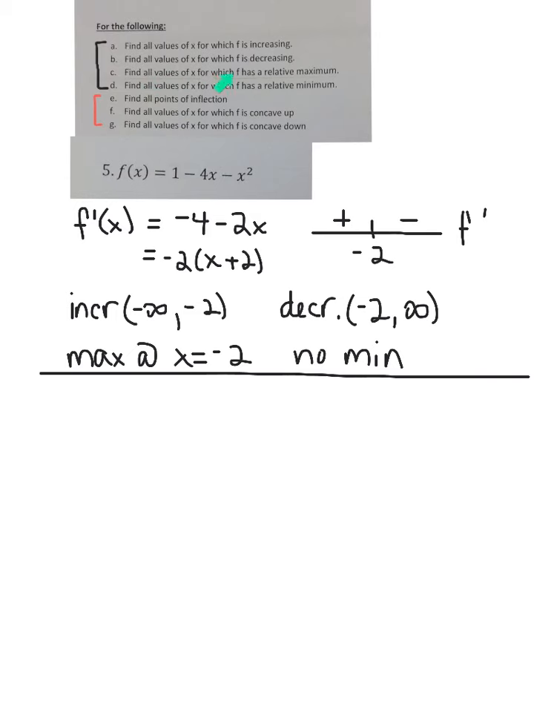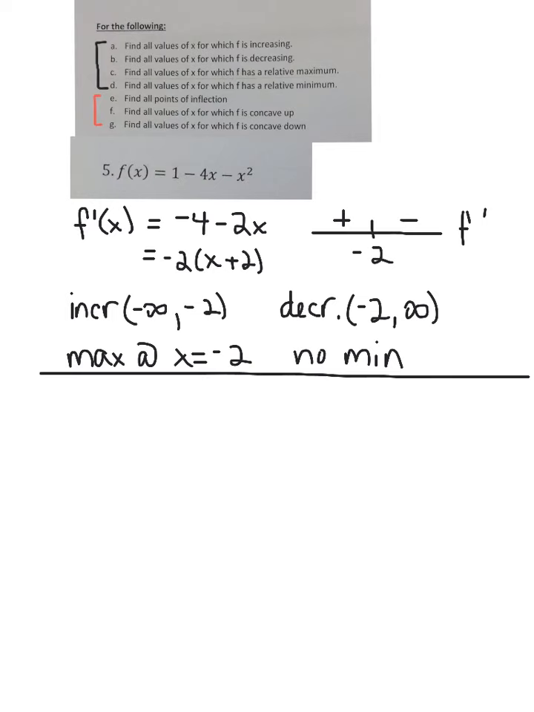Okay, then part C asks for maximums. So I have a maximum at x equals -2, and the reason is because the derivative changes from positive to negative about that point. Okay, make sure you write that. All right, part D, relative minimum, there isn't one, because there's no sign change from negative to positive. You don't have to say that. You can just say there is no min. That would be sufficient.